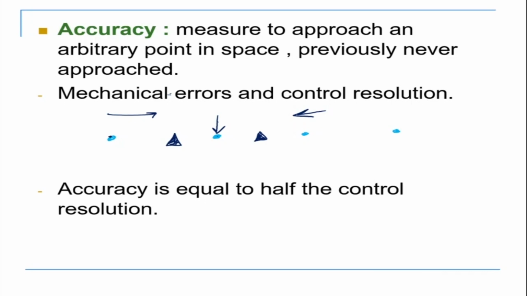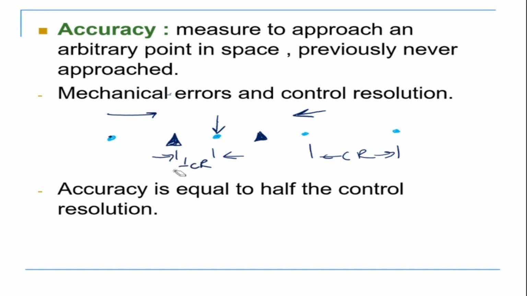And this is because of all the errors that we talked about, plus the control resolution which is there in the system. Now this is my control resolution. The accuracy would mean that if it is coming from the left hand side, it will go somewhere here, or on the right hand side, it will go somewhere here, and this is half the control resolution. So what we say is this distance is half the control resolution.